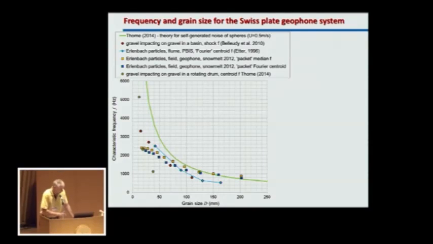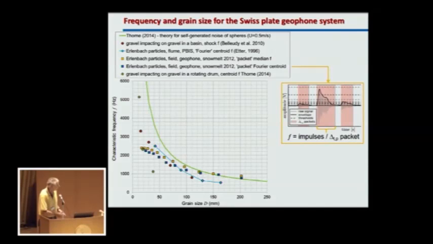So now I have to speed up. We also looked at the frequency information in the Swiss plate geophone signal. Basically, the green line is a theoretical line from a model proposed by Thorne some 3 decades ago, I think. The red points are measurements from the group of Belady using an underwater microphone, and the blue and yellow squares are from the actual geophone sensor at the Ellenbach.